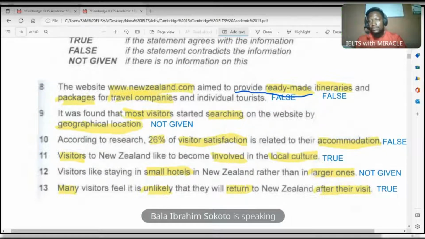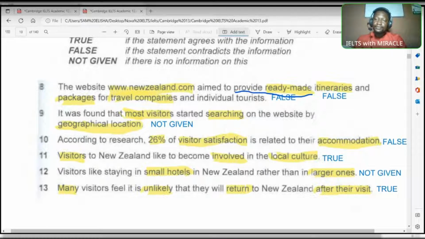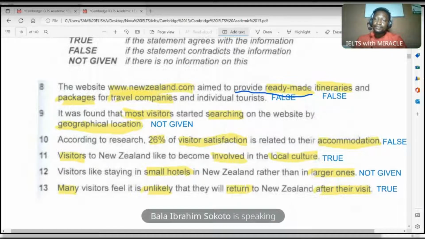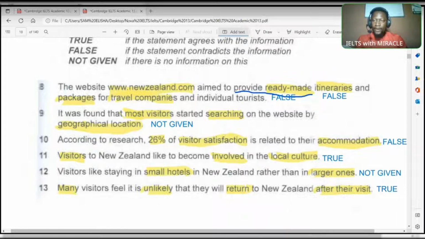Yes, sir. Just a little explanation about how to recognize not given. The moment you see the answer, what are the features that you will use to realize the comment should be not given? Oh, very good. All right. Thank you very much for that.